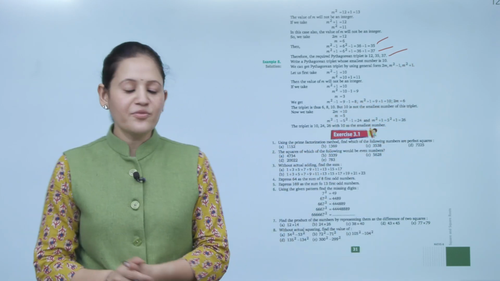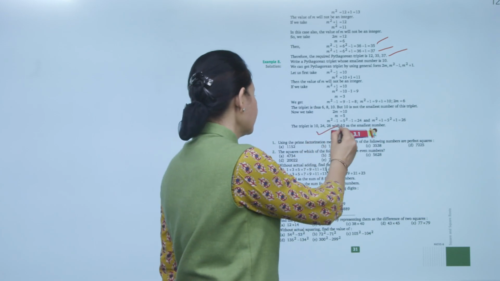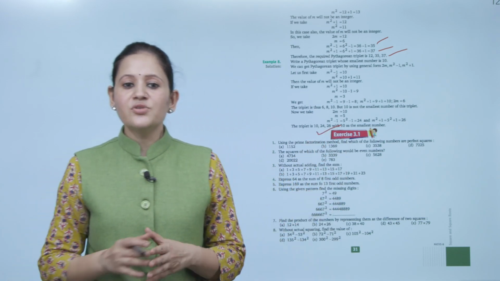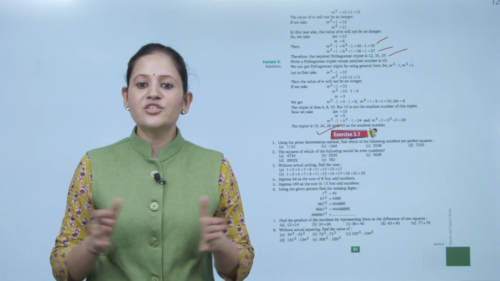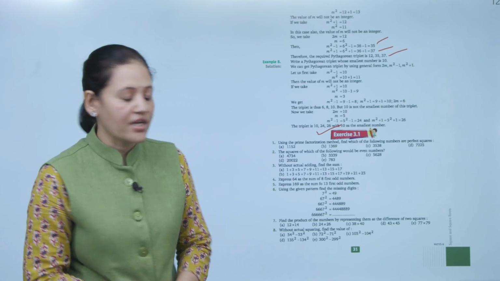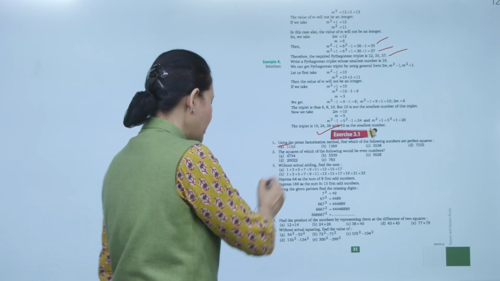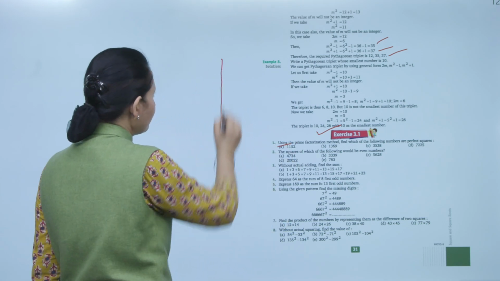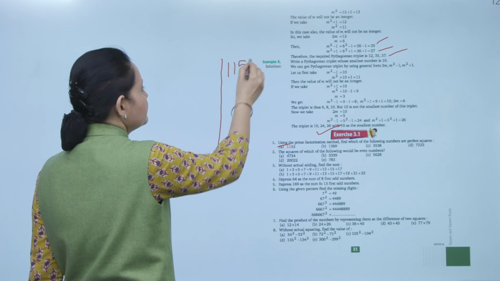Next is exercise 3.1. Using the prime factorization method, find which of the following numbers is a perfect square. So the first number is 1152. First we'll do the prime factorization of the given number.